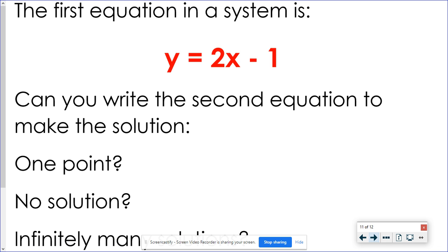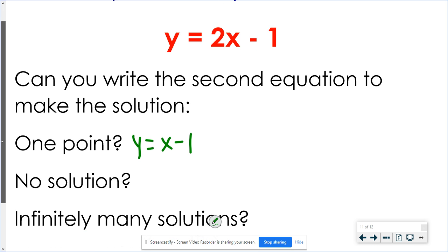I haven't decided yet if I'm going to keep a question like this in the test, but I do usually have a question like this on my systems test. If I give you an equation, any equation, can you write another equation so that I would get one solution? If I want one solution, basically all I have to do is just change the slope. I don't care what your slope is, it just can't be 2. So I could just say y equals x minus 1. I didn't ask what the solution is, I just wanted 1 point for my solution.